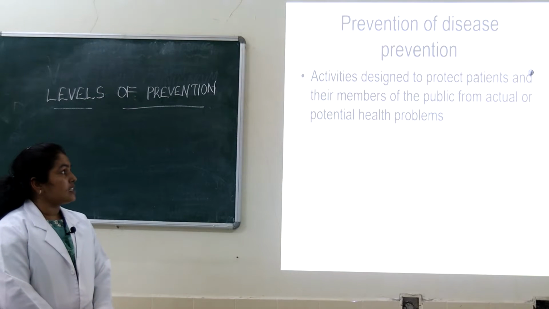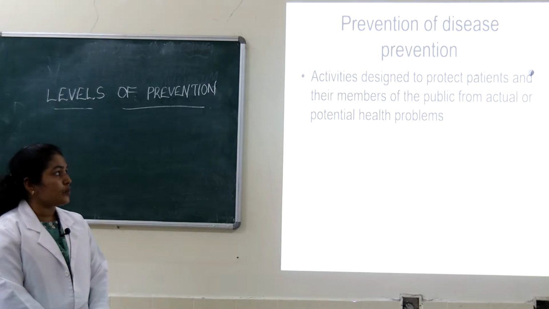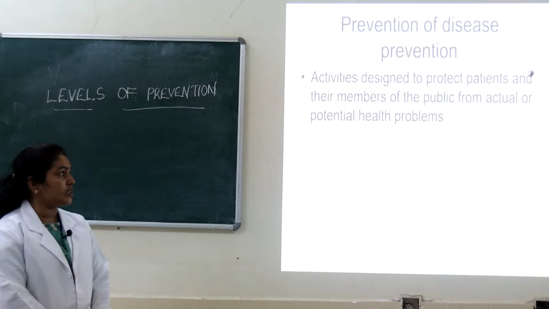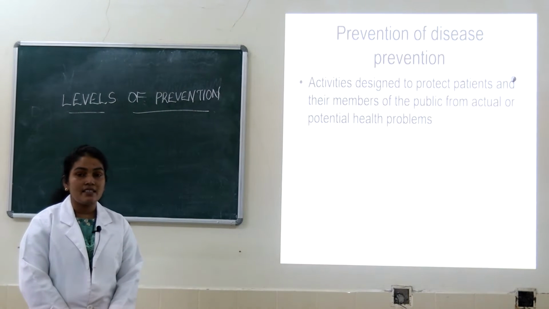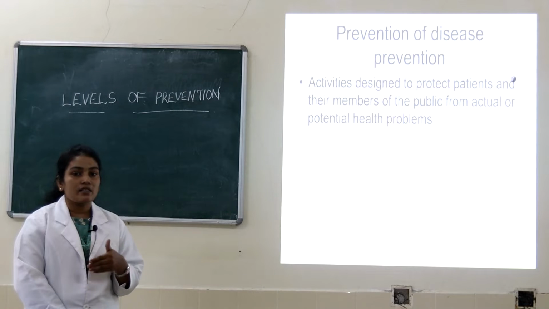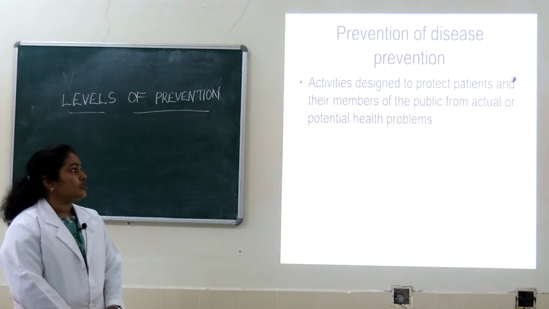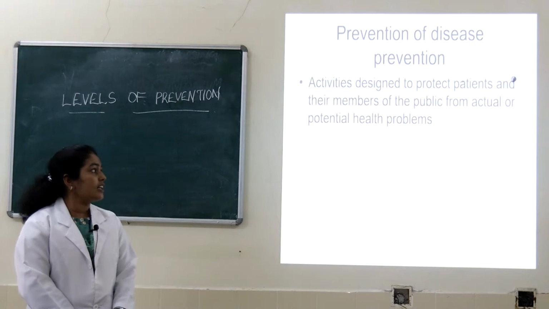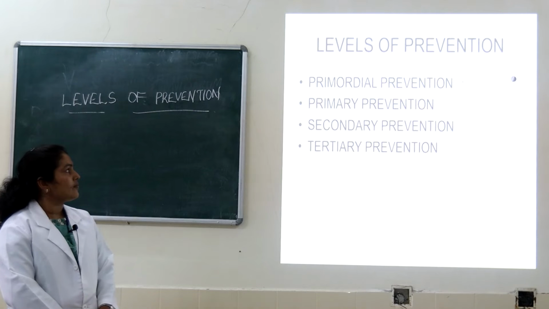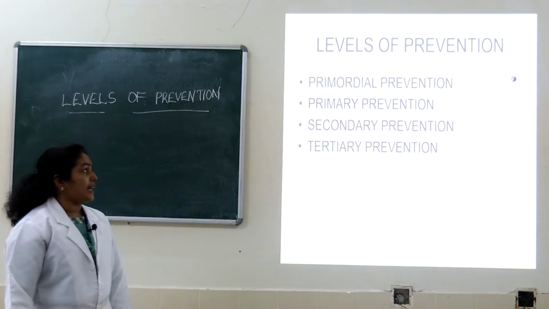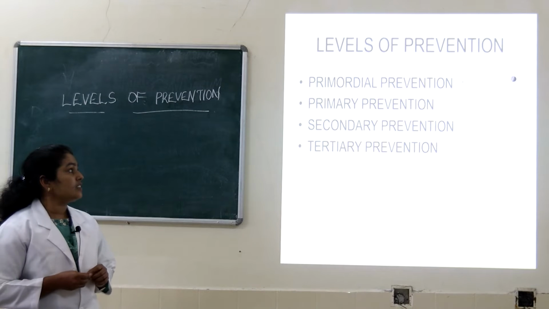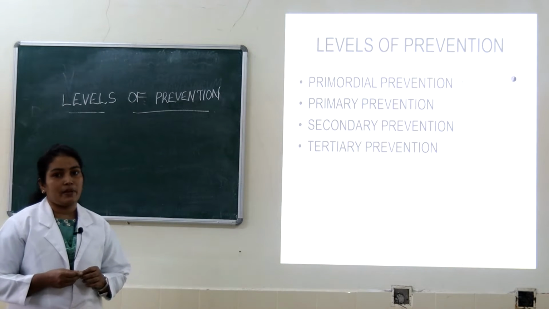The definition of prevention is the activities designed to protect patients and members of the public from actual or potential health problems. The activities have to be taken prior to something happening. Next is the levels of prevention. The levels of prevention include primordial prevention, primary prevention, secondary prevention and tertiary prevention.